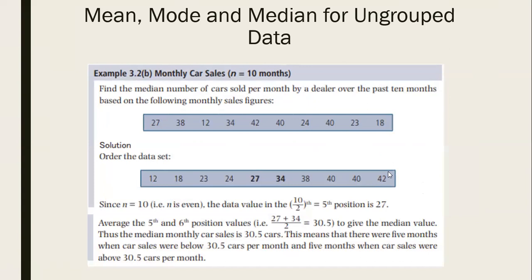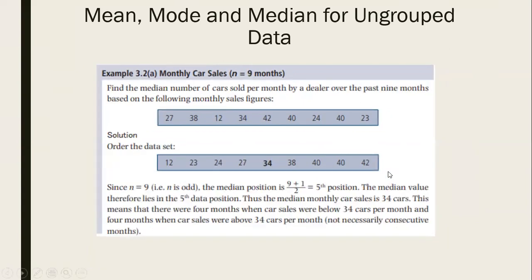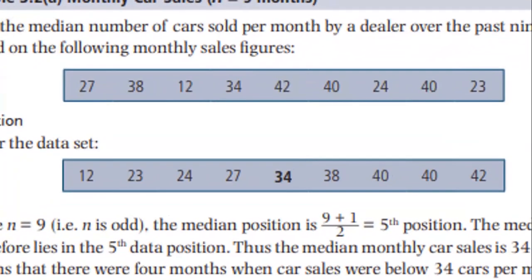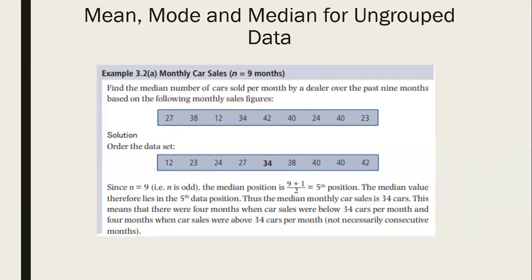So now let's look at an example. The first example here is: find the median number of cars sold per month by a dealer over the past 9 months based on the following monthly sales figures. So now you can see that these are the values that we have been given. The first thing that you need to do is sort or arrange this data in ascending order, starting with the smallest number to the maximum number.